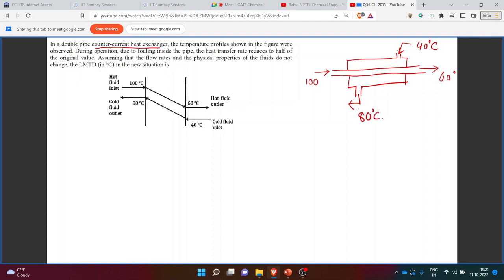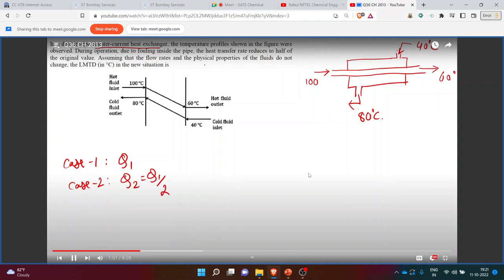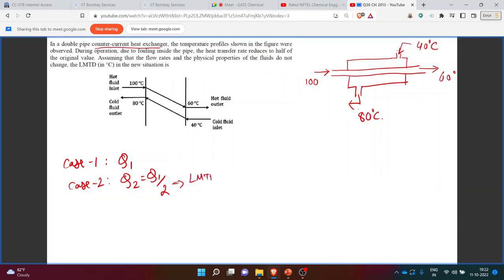Now we have been given that during the operation, due to fouling inside the pipe, the heat transfer rate reduces to half of the original value. So let's say for case 1 the heat transfer rate was Q1, and for case 2 it reduces by half, that is Q1 by 2. Assuming the flow rates and physical properties do not change, we have to find the LMTD in the new situation.